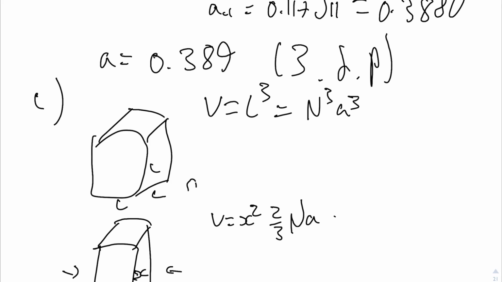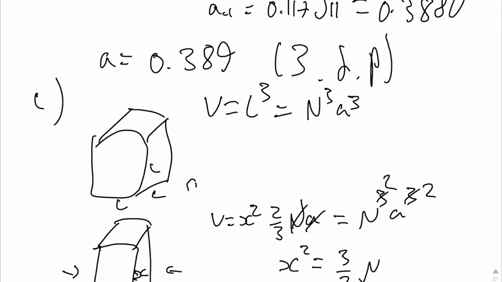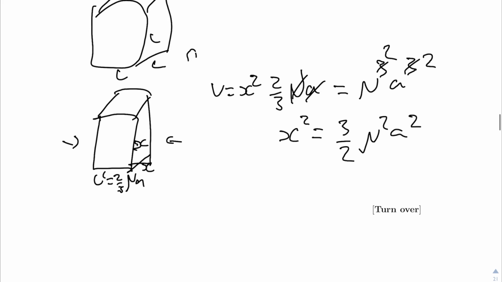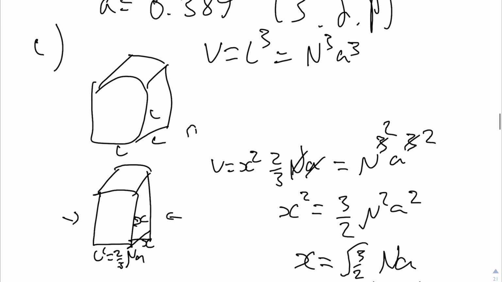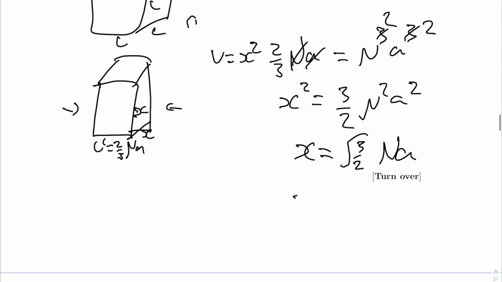So just setting them equal, we can work out what x is. Firstly, we can divide through, so x squared equals 3/2 N squared A squared. So we then know that x equals the square root of 3/2 times NA, which is L from before, since L equals NA. So x equals the square root of 3/2 times L.